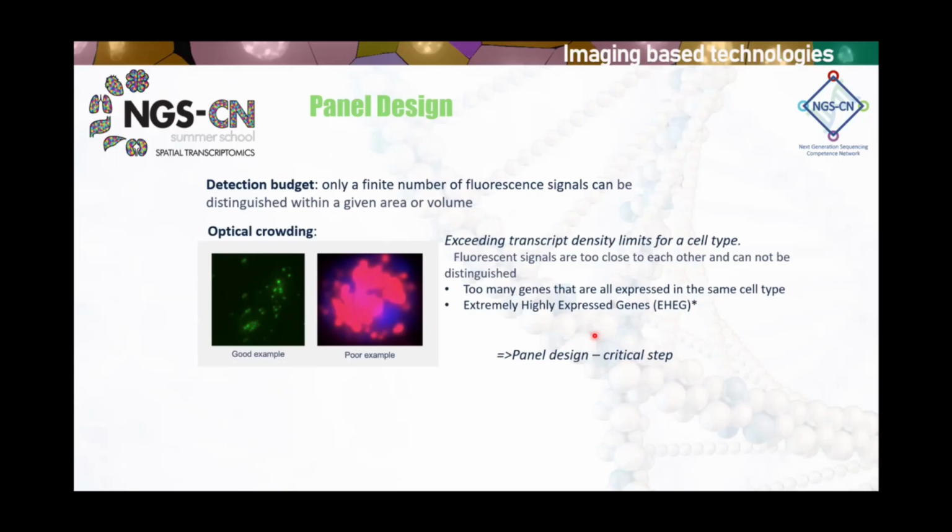But still, when you want to design your panel, one important thing that you have to keep in mind is optical crowding. If you want to detect either too many genes in one cell, or you want to detect very highly expressed genes, then you will come to a situation where the fluorescence will just be too bright, the spots will touch each other, and you will not be able to distinguish individual spots. So panel design is a very important step for these technologies. There is software and support from the different companies on how to do this, but it's something that you really need to take into account.